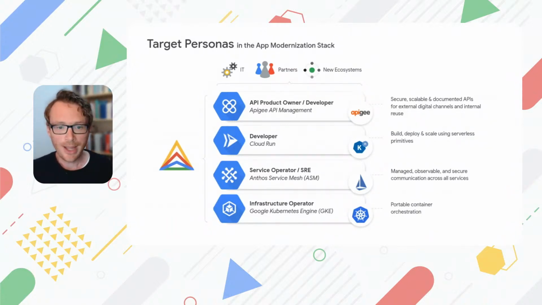And then we have Apigee and API management sitting on top, where the API product owner and developers work together to publish those APIs in a secure, scalable and documented way for maximum reuse and digital channel consumption to partners and ecosystems and anyone who wants to use the functionality in your APIs.